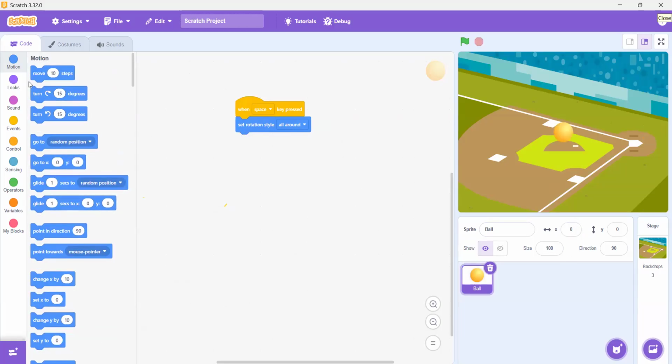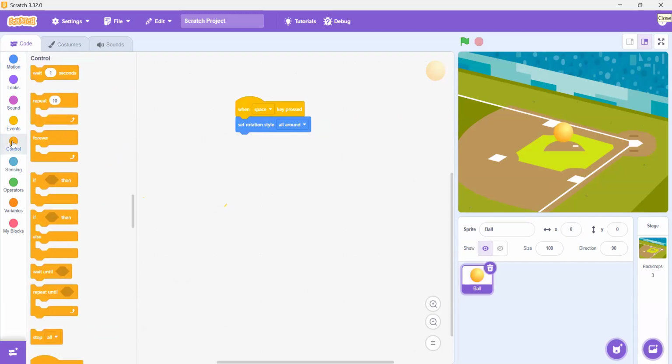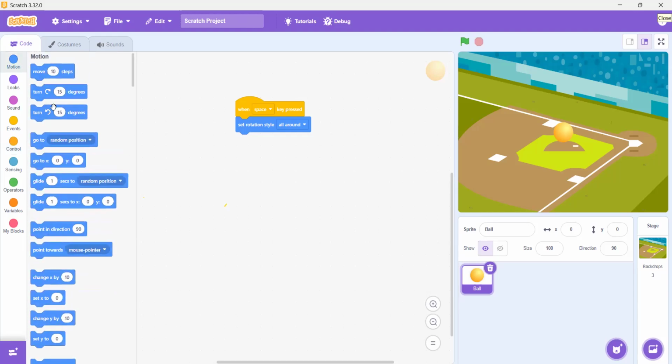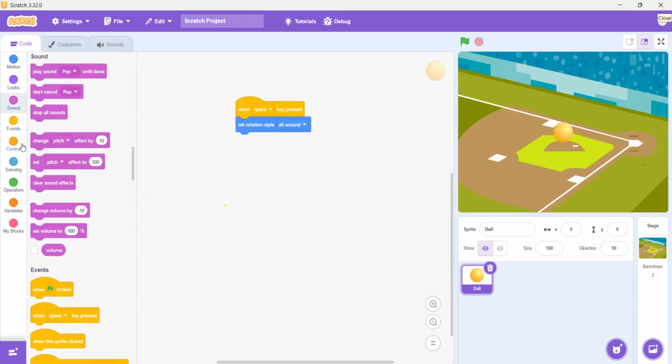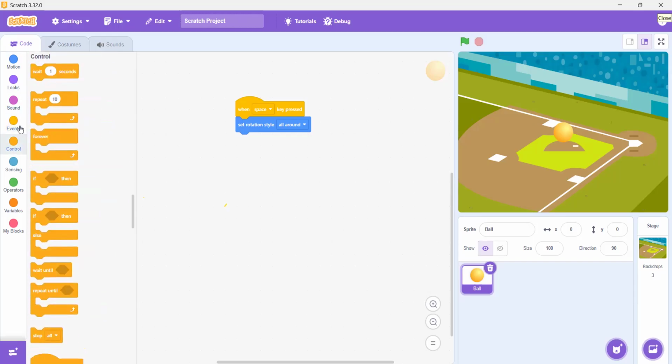And then I need repeat, or let us go to repeat. So repeat is in the control. You need to check every color code of it to find out what the codes are. To get used to the codes, you have to check. Motion is all about how it will move. Looks will tell you how, hello, how are you, or whatever it is. So you have to check all that. This gives you sound. So you need to check everything to understand what codes are there.